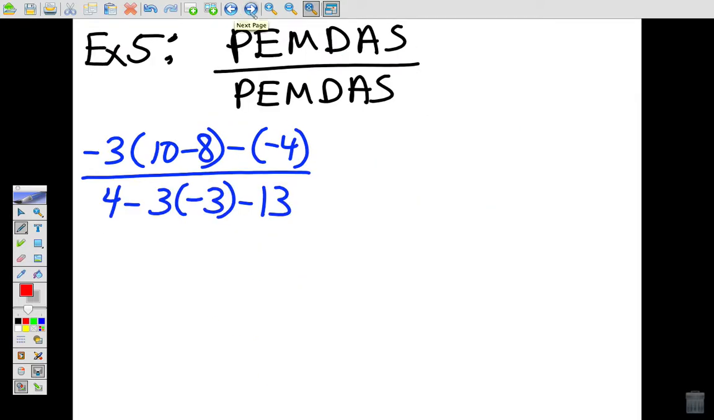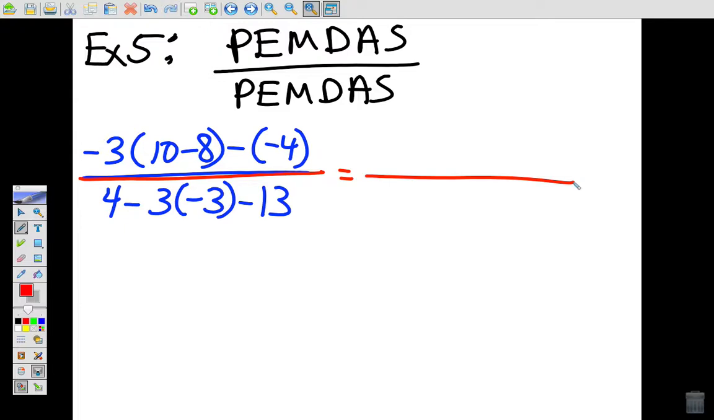All right, example 5 is the one I was referring to earlier, where you have this division bar. So think of it as PEMDAS over PEMDAS. Do your order of operations on top of the bar, and do your order of operations below the bar.